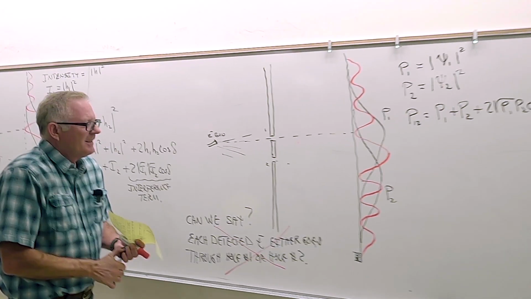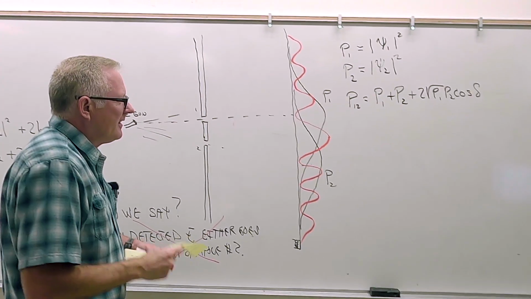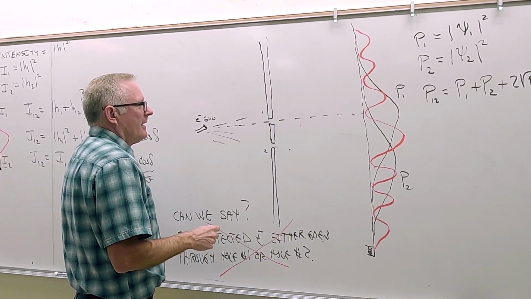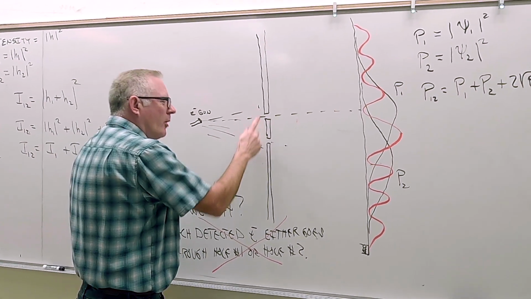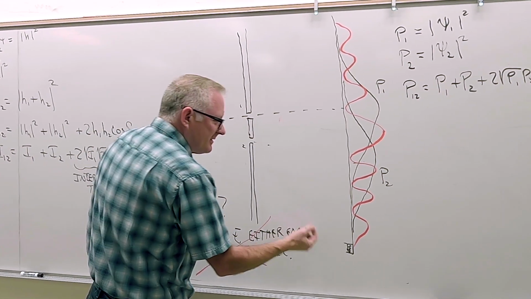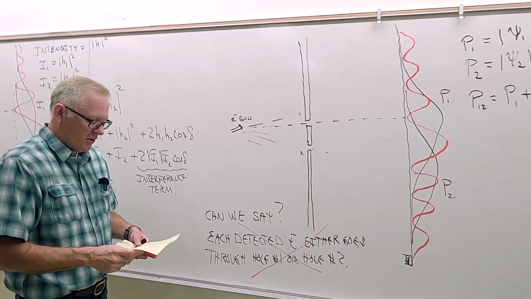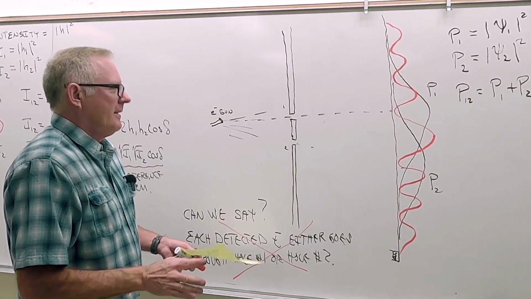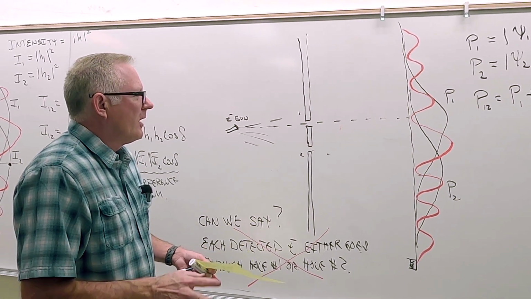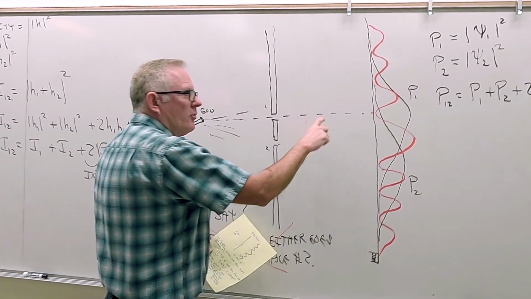So this is kind of strange here: the electron seems to go through both holes, but it's never detected in pieces. It's always detected as whole pieces. It's always a whole one right here. Well, wait. How about if we try to look and see if they really do go through both holes?